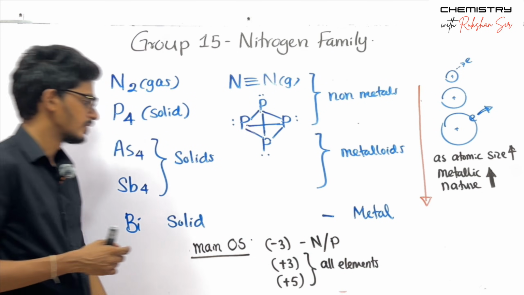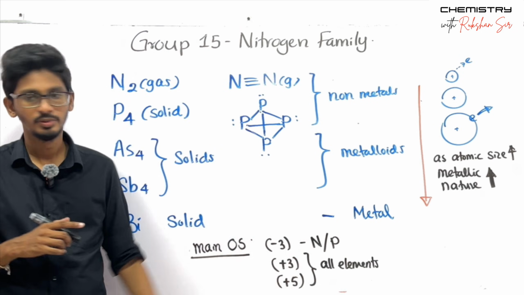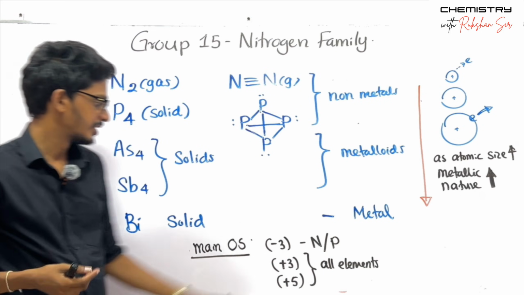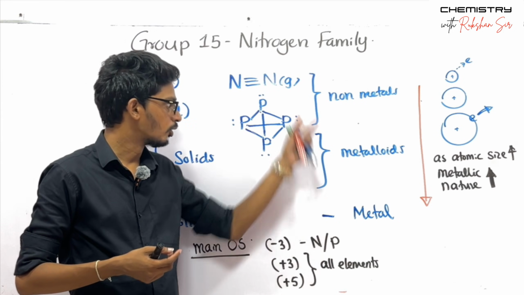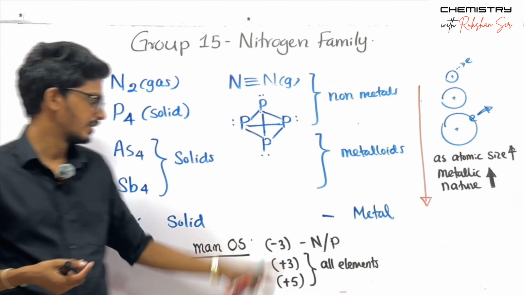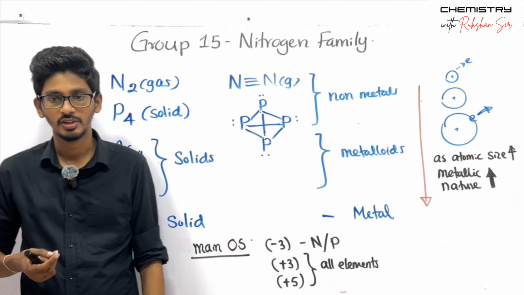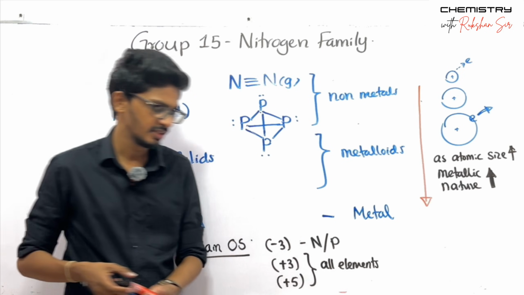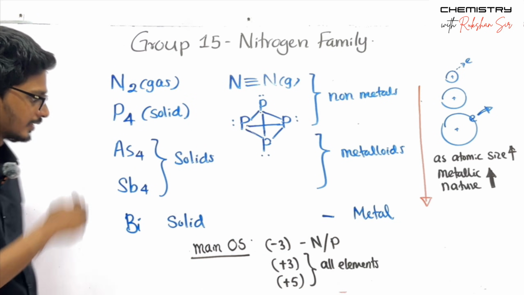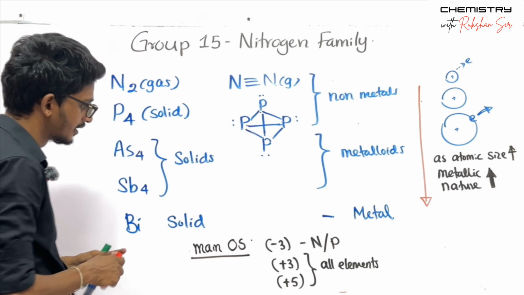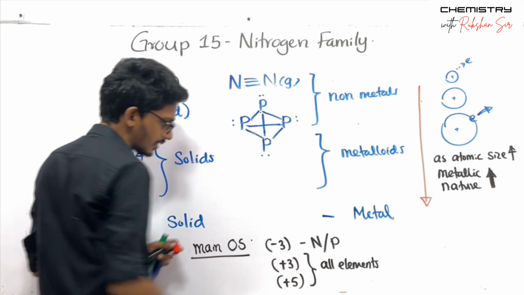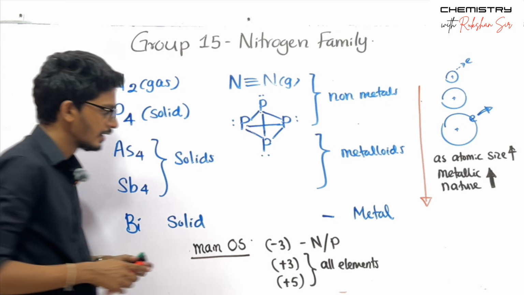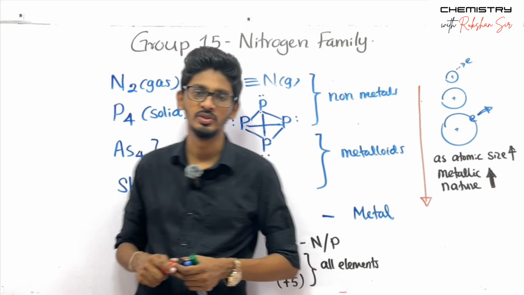When you have some metallic nature, it is easy to show the positive oxidation states. So the positive oxidation states can be observed with all the elements, and -3 normally appears with nitrogen and phosphorus, the top two elements. When we are discussing oxidation states, it is important to note that bismuth rarely shows this +5. Yes, +5 is available with all the elements, still, bismuth rarely shows the +5. That is important to know.